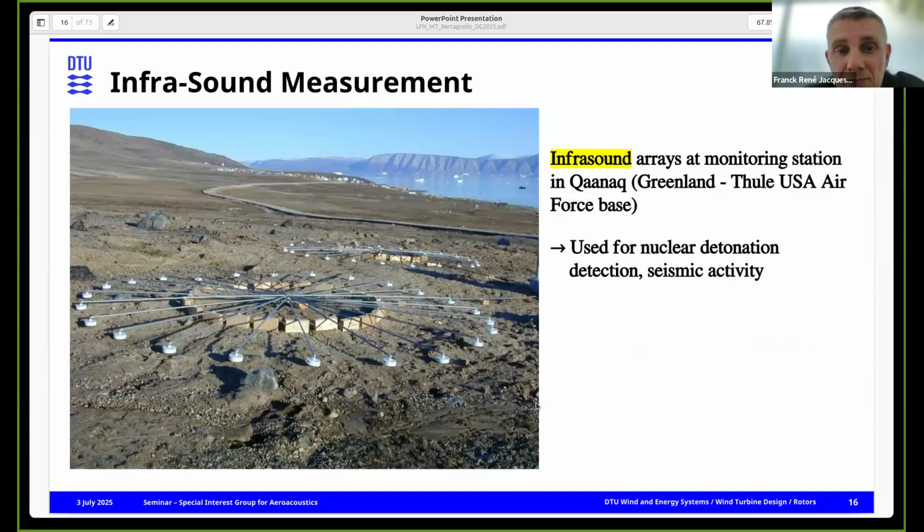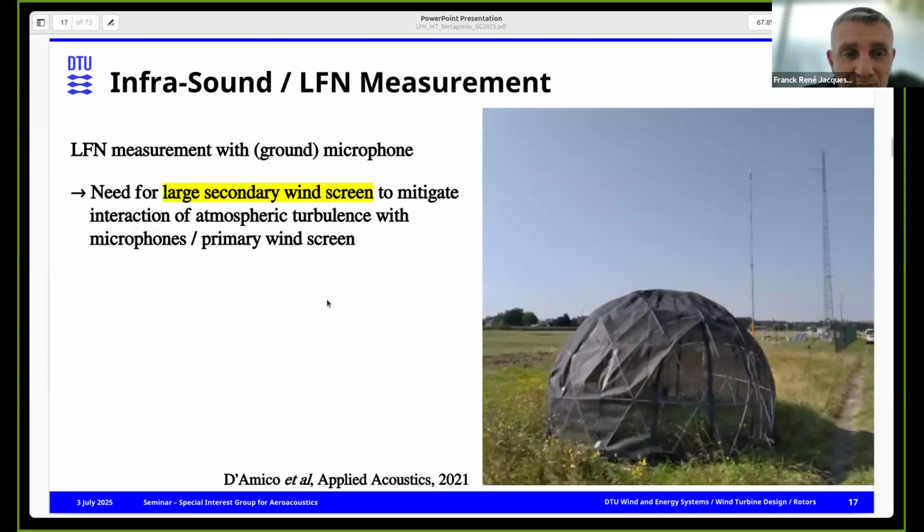Now another aspect: how to measure it. It's not easy. Here you have an array, more for infrasound, that was used to detect nuclear detonations, maybe on the other side of the planet, but it's still detectable. That proves that it travels quite well. More related to wind turbines, there were some studies from Belgium where they tried to measure very low frequency from a wind turbine, and they had to design their secondary windscreen quite large. Otherwise, you might have measurements which are drowned in background noise. So it's not easy to measure as soon as you go to very low frequency in the field, not in an anechoic environment in a laboratory.